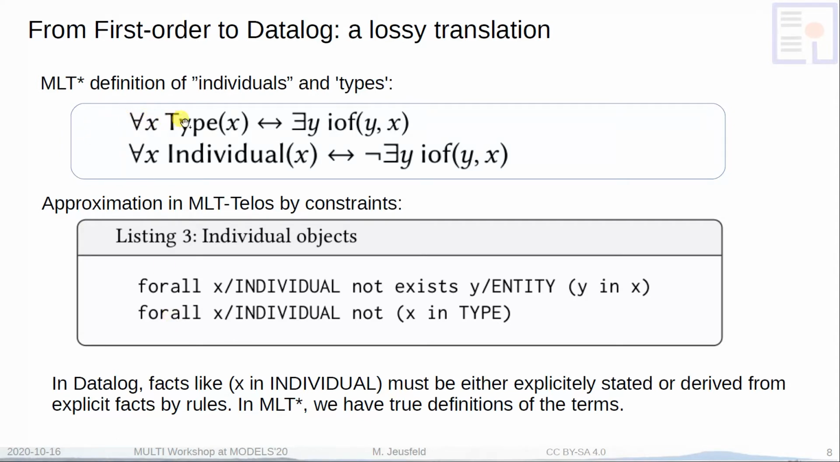So we do not represent this condition here, but we will have some queries that give you all the types that have at least one instance and all the types that are declared to be types but have no instance yet.